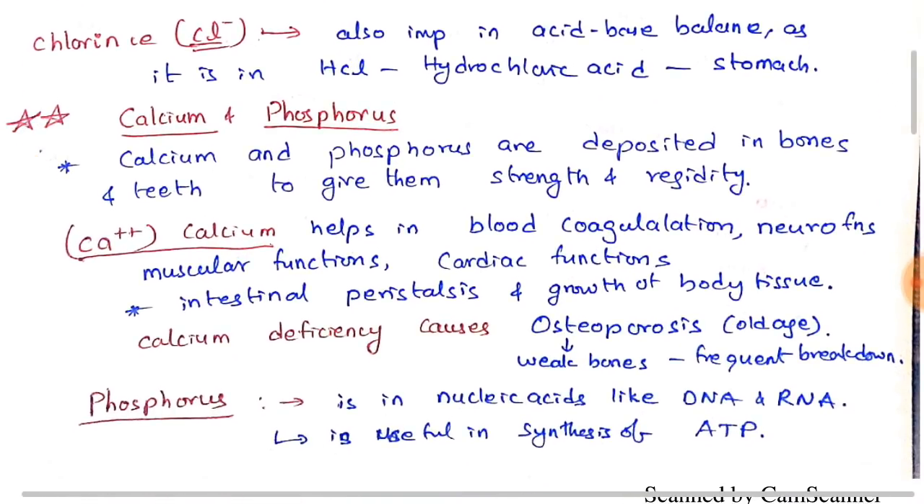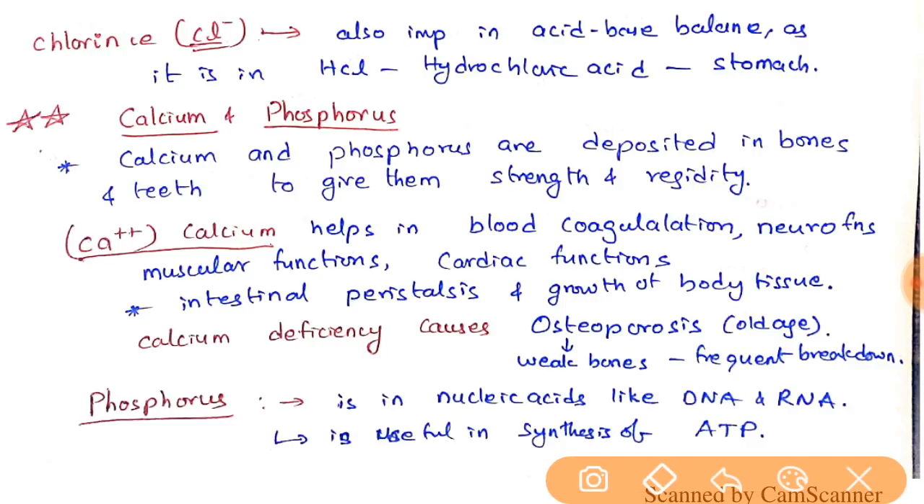If we come to chlorine, chlorine is also important for acid base balance, as chlorine is in the HCl. Friends, we have seen that our stomach has acidic gastric juices, and mainly we have hydrochloric acid, friends. And the remaining minerals are calcium and phosphorus. Calcium ion and phosphorus ion are deposited in bones and teeth to give them strength and rigidity.